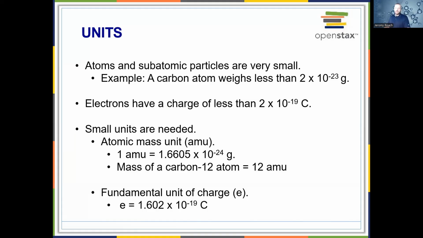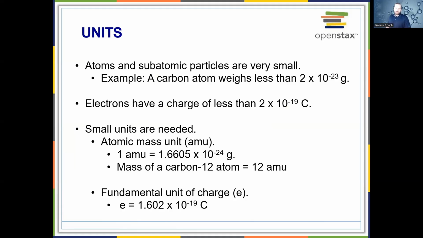Electrons have a charge of less than 2 times 10 to the negative 19th coulombs. And previously we found the exact charge. We call it the fundamental unit of charge, lowercase e, 1.602 times 10 to the negative 19 coulombs.